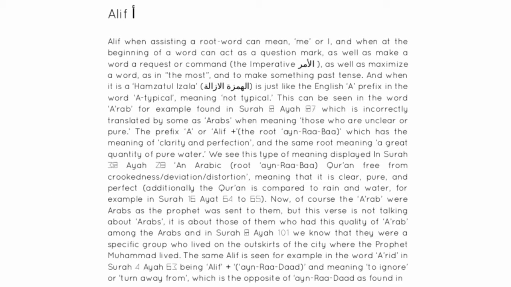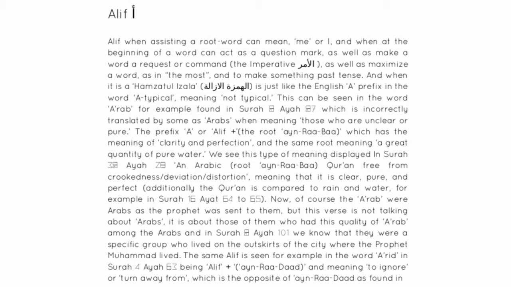Alif. Alif, when assisting a root word, can mean me or I, and when at the beginning of a word can act as a question mark, as well as make a word a request or command, the imperative, al-amr, as well as maximize a word, as in the most, to make something past tense, and when it is a Hamzatul Izala, is just like the English a prefix in the word atypical, meaning not typical.